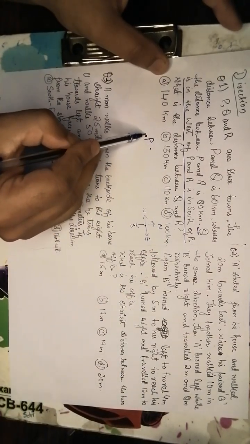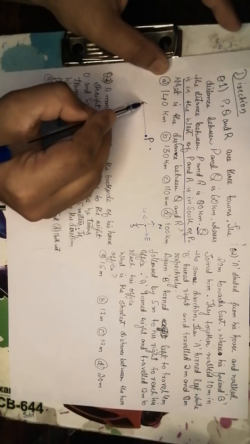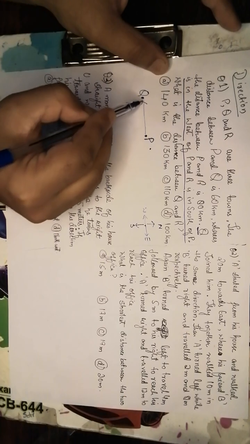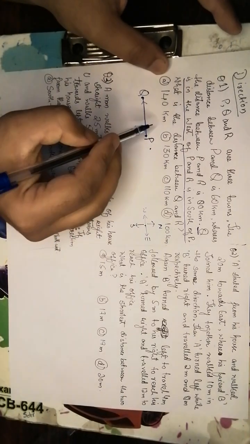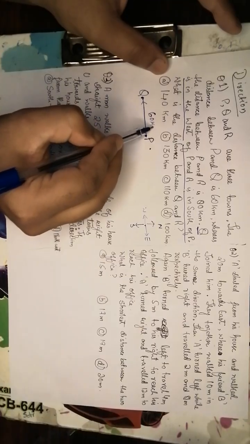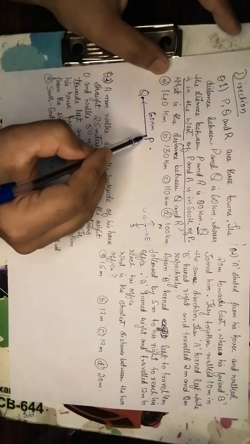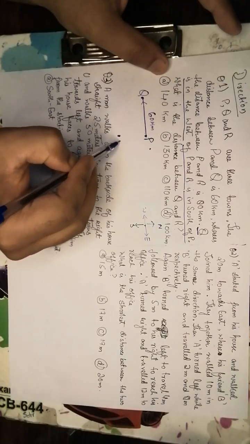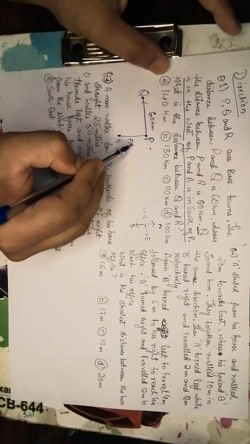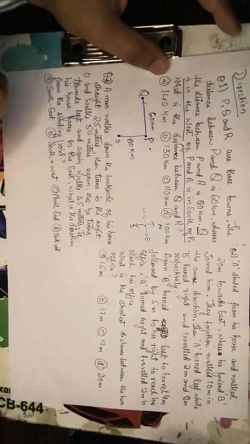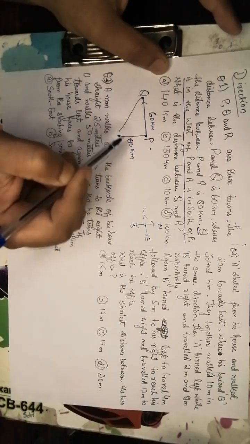If P is here, Q is here, and the distance between these two towns is 60 kilometers. Got it? Now R is south of P. So here it is P and here it is south of P. So this is 80 kilometers distance between these two. Now I have to find the distance between QR.